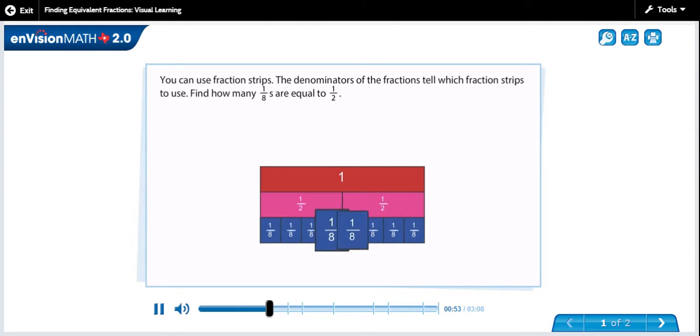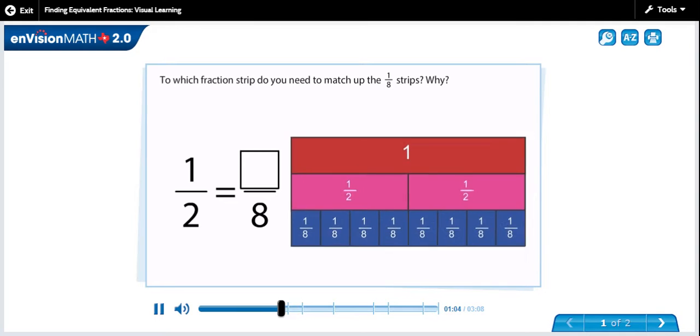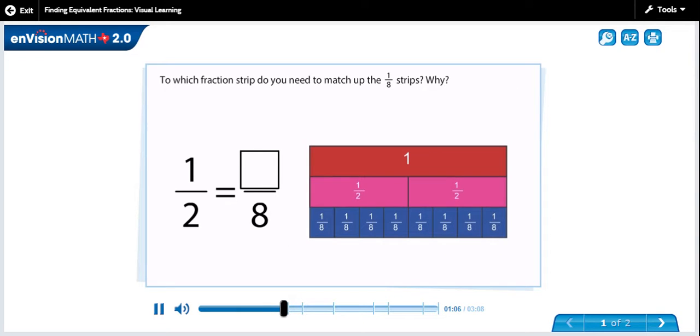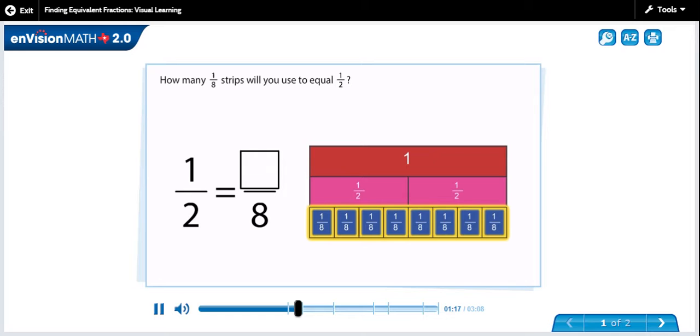You can use fraction strips. The denominators of the fractions tell which fraction strips to use. Find how many 1/8ths are equal to 1/2. To which fraction strip do you need to match up the 1/8 strips? Why? You need to match the 1/8 strips to the 1/2 strip. How many 1/8 strips will you use to equal 1/2?